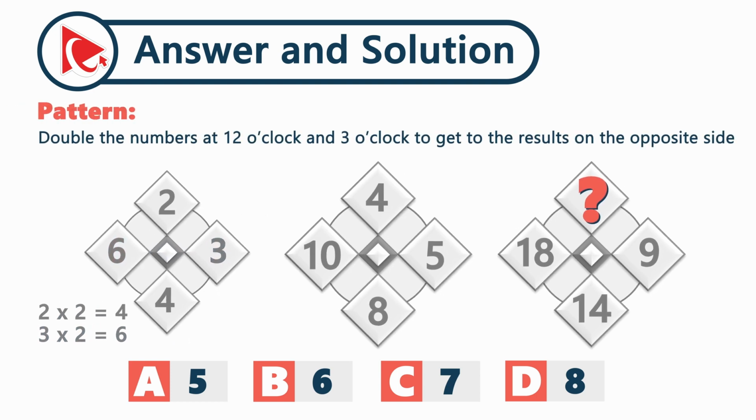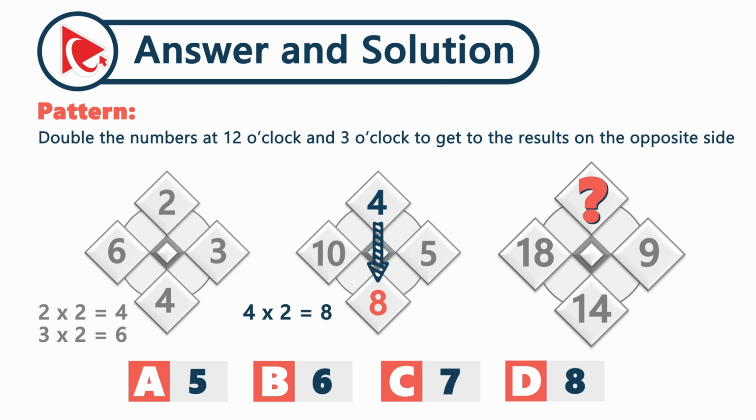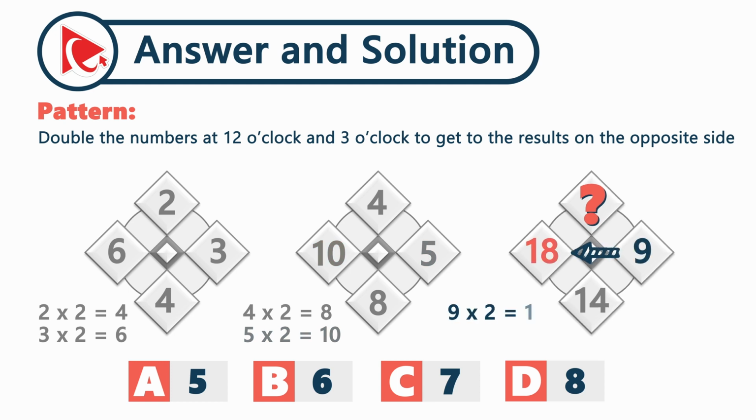Let's verify this pattern with the second shape. 4 multiplied by 2 equals 8, and 5 multiplied by 2 equals 10. Let's look at the third shape. 9 multiplied by 2 equals 18. And you know what time it is? It's the magic time to calculate the missing number. 14 divided by 2 equals 7. So the correct answer here is choice C, 7.